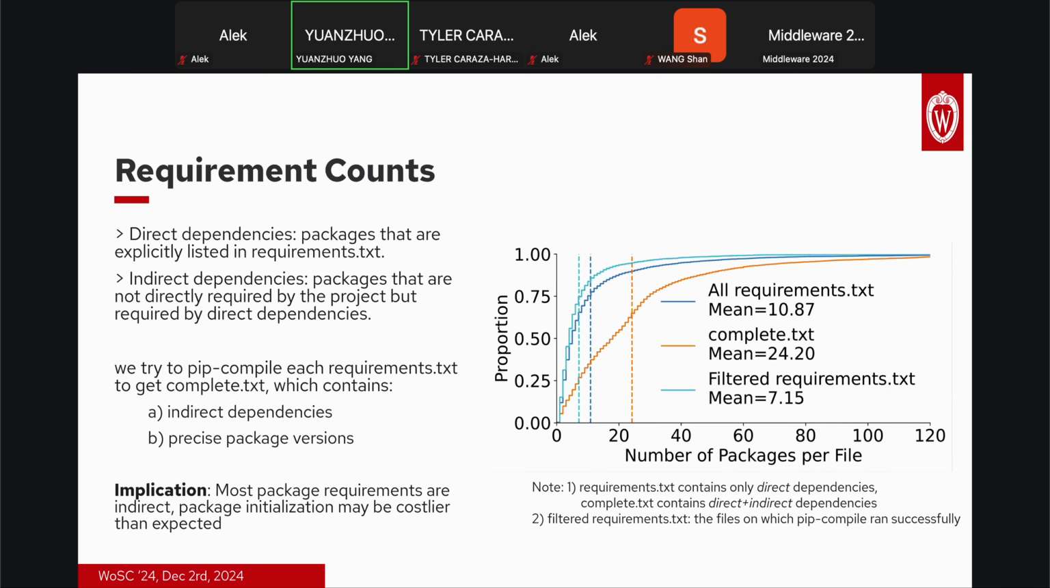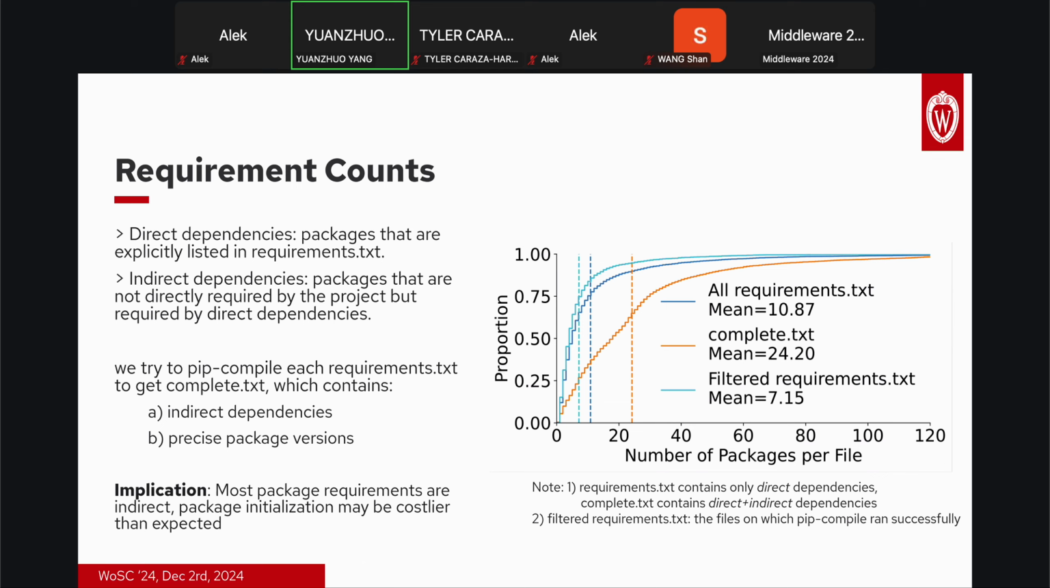Okay, so let's get back to this figure. In this figure, the x-axis is the number of packages per file, and the y-axis is the proportion of files. There are 3 lines: requirements.txt, which contains only direct dependencies; complete.txt, which contains both direct and indirect ones; and filtered requirements.txt, which means the requirements.txt files that are pip compiled successfully, because pip compile sometimes fails because of indirect file formats.